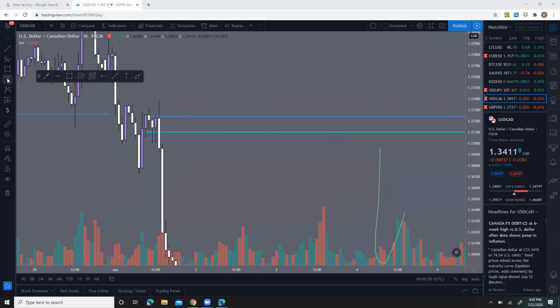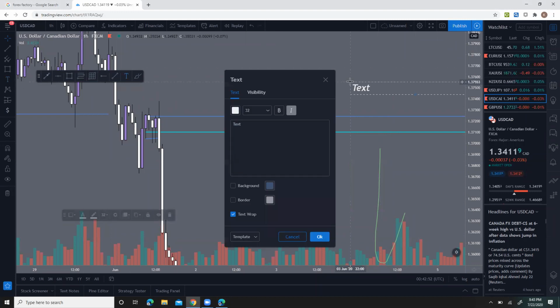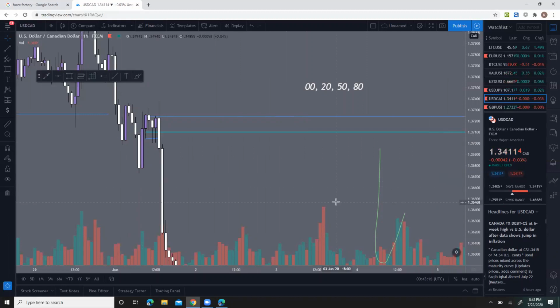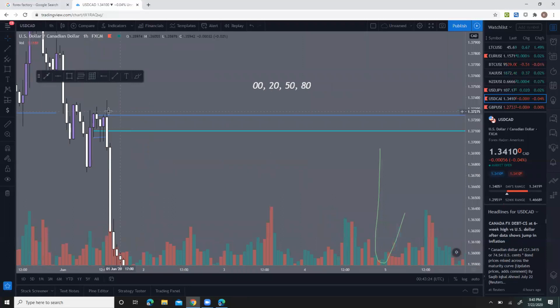One thing I did not mention, if you want to write this down too: institutional levels. Institutional levels are the levels at which the banks unload their orders. These levels are 00, 20, 50, and 80. You want to try to get your trade to fall on one of these lines. As you can see right here, this falls right on this 00 line. So always try to get your limit on an institutional level. The 50 also works. And of course, for the stop loss, I put it up a little bit to account for spread.